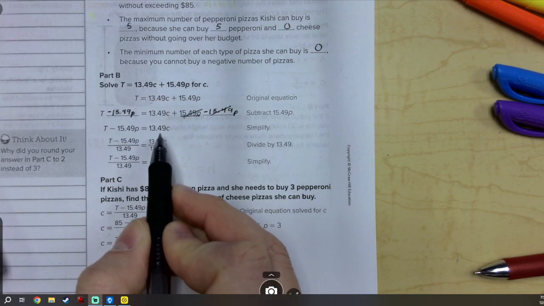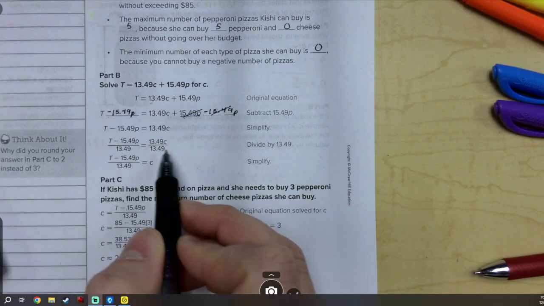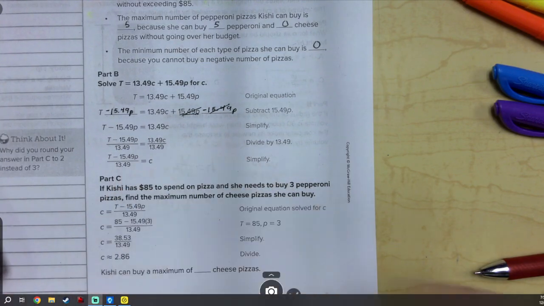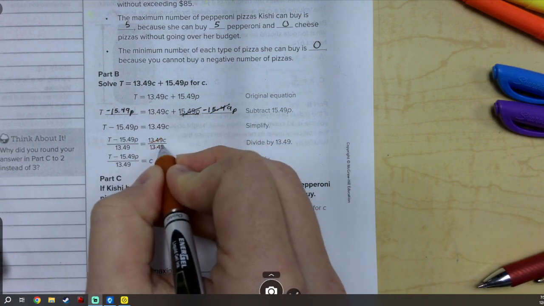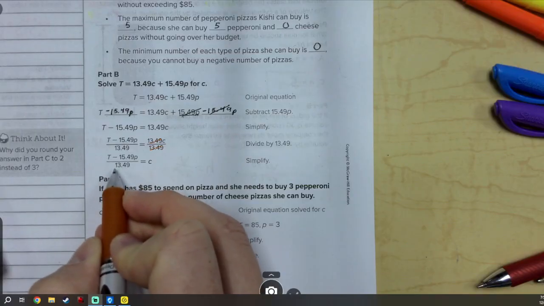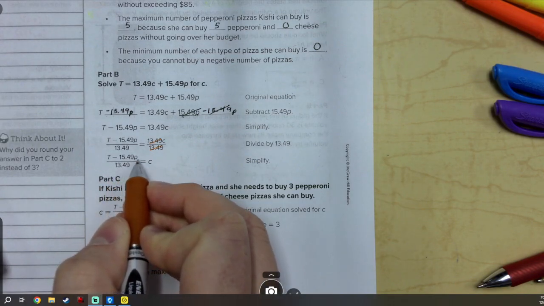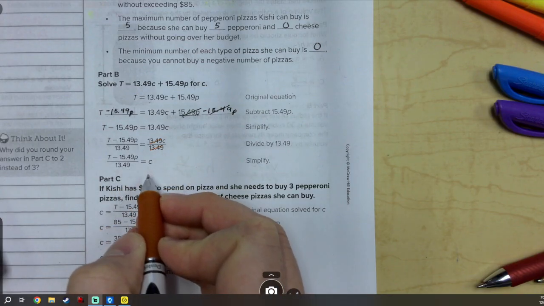From here, we need to divide both sides by the cost of the cheese pizza. This is going to isolate C by itself, so we're dividing both sides by 13.49. We get a cancellation over here, leaving C, and we're left with this fun fraction, T minus 15.49P, divided by 13.49, equals C.